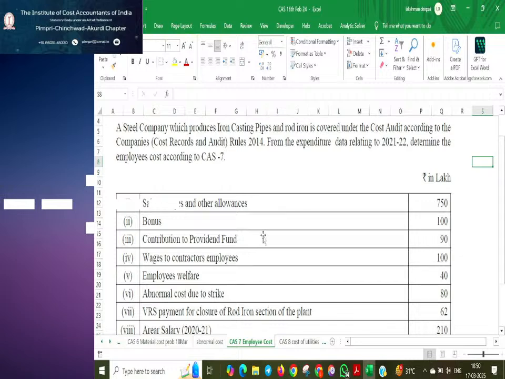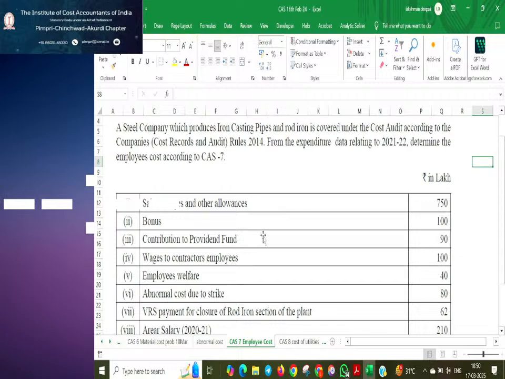As such, voluntary retirement amount is allowed. But here this payment has been made for which section of the plant? Of the plant that is abandoned or closed. If such is the case, then we cannot amortize.